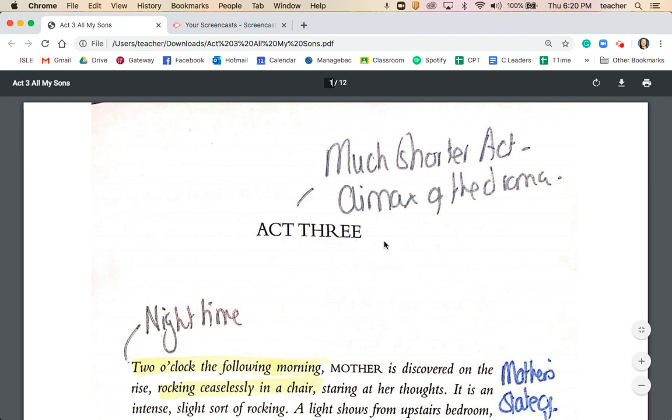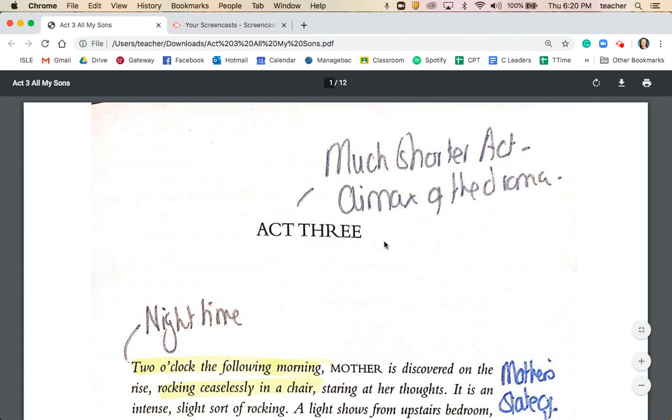This is the guide to reading and annotating Act 3 of All My Sons. And so just as you did with the other videos, you need to read the play in sections, pause the video as you read, then restart the video and annotate the text as I talk you through the annotations.